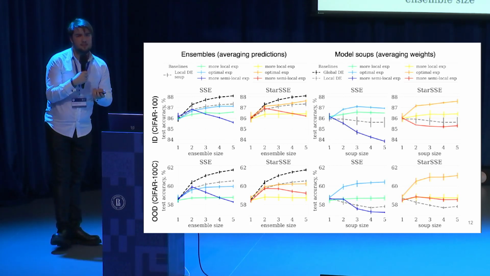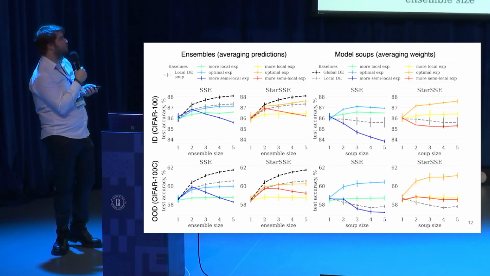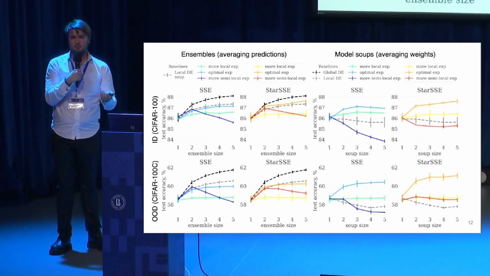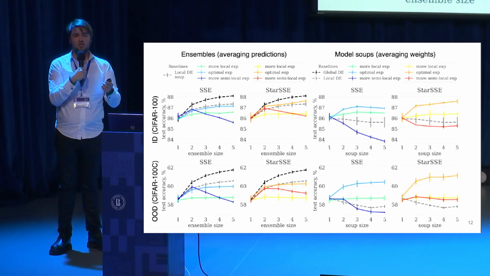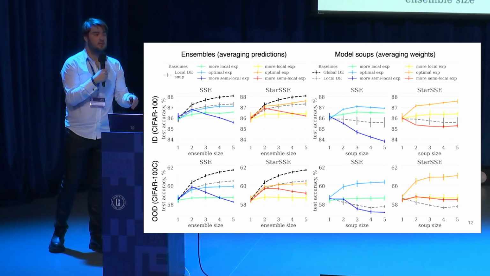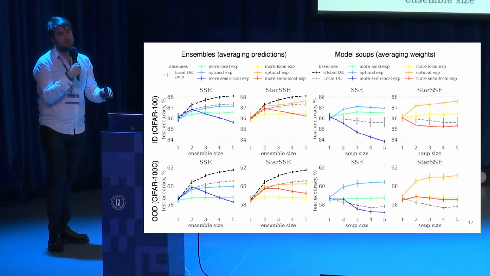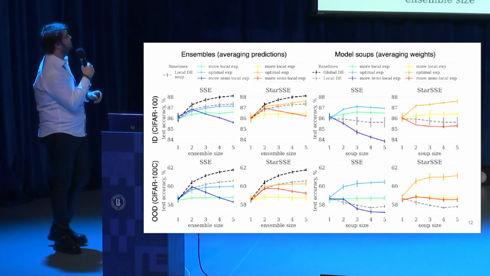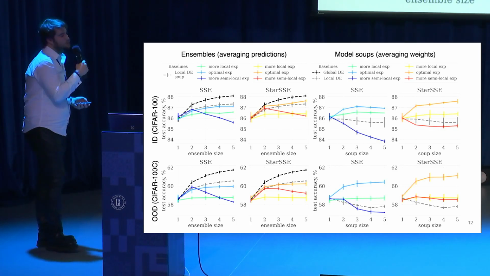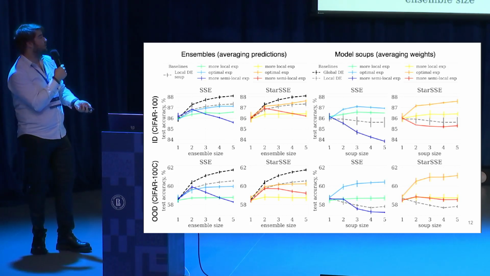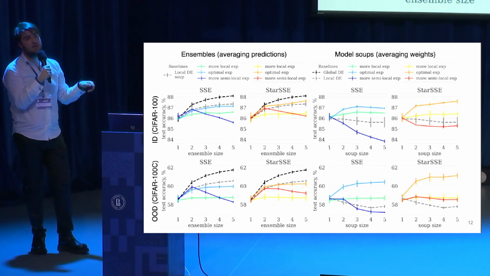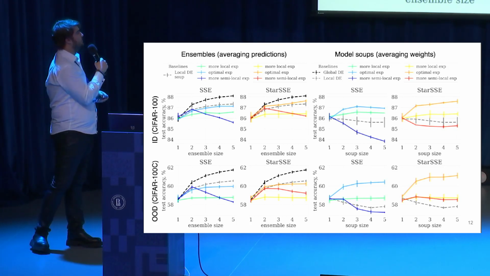So besides considering the ensembles, we also consider so-called model soups. Actually, they are quite similar to the ensembles, but in ensembles, you average the predictions of the models, while in model soups, you average the weights. So quite similar to stochastic weight averaging, if anyone is aware of it. On the top half, you can see the in-distribution accuracy measured on the CIFAR-100 dataset. And on the bottom half, the out-of-distribution accuracy on the corrupted version of this dataset.